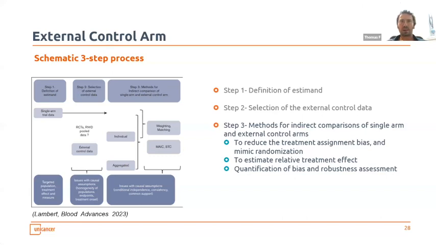To address aggregated control data, population-adjusted indirect comparisons have been proposed in the literature. The two most popular methods are matching-adjusted indirect comparison and simulated treatment comparison.